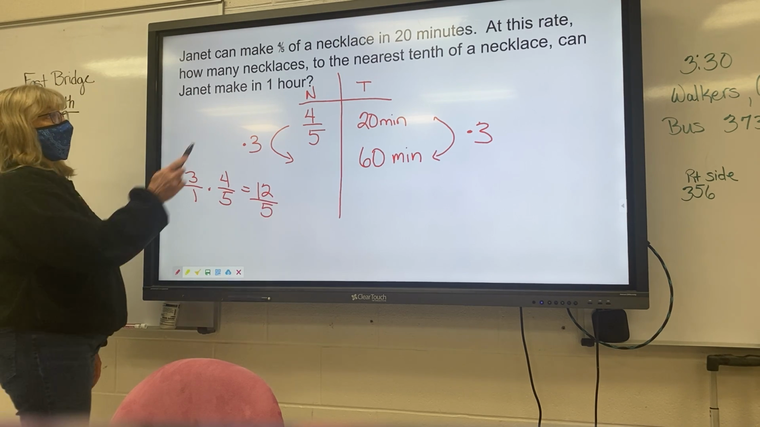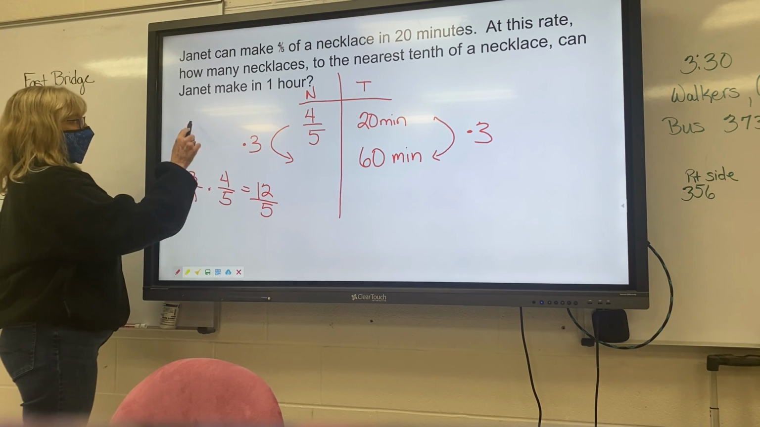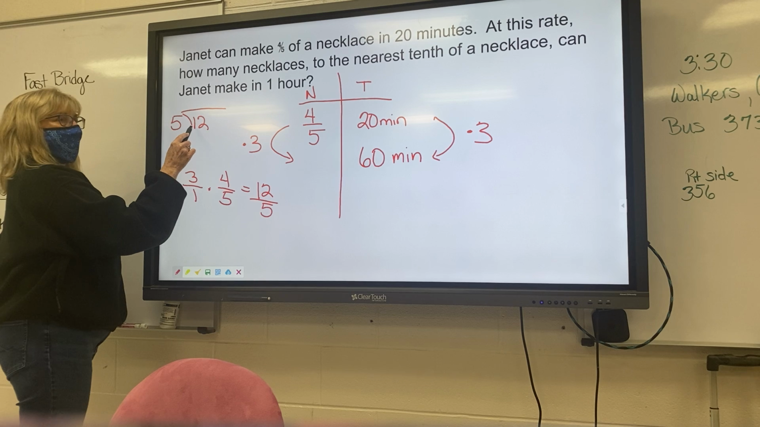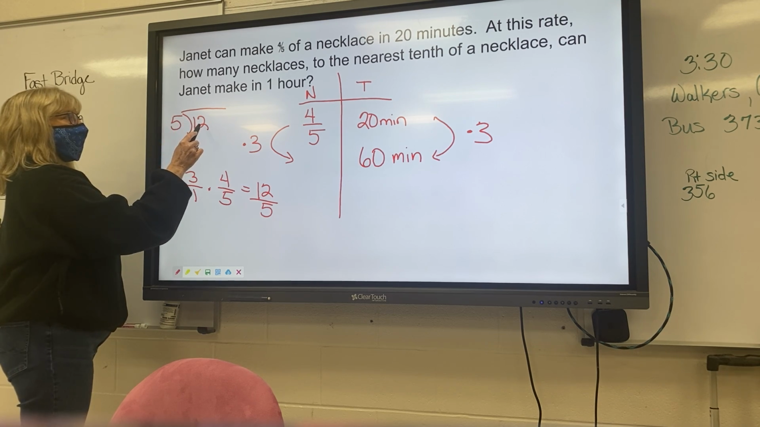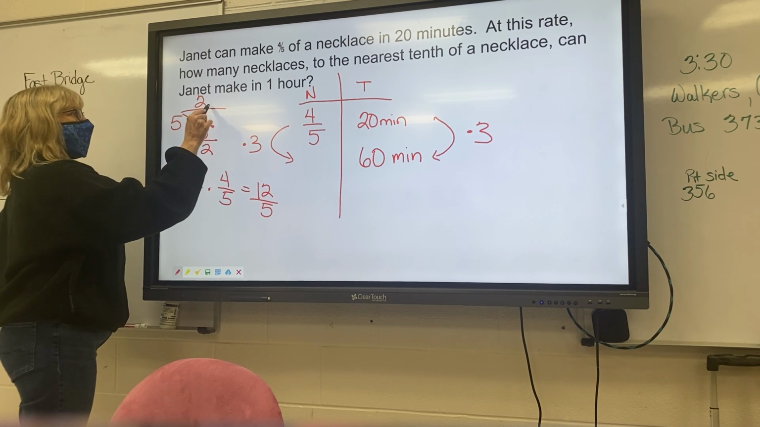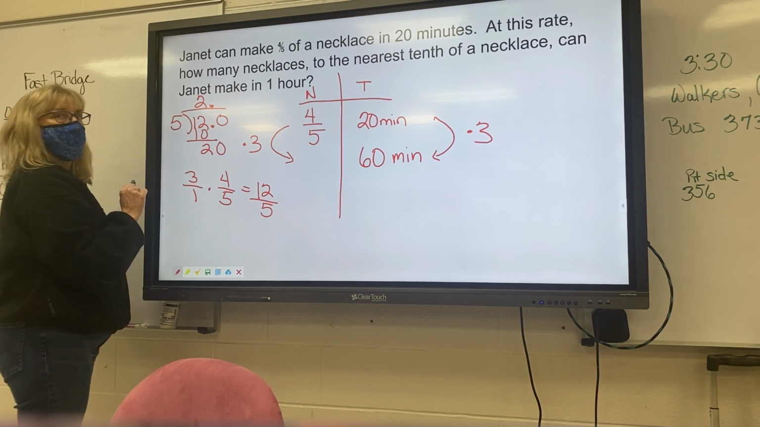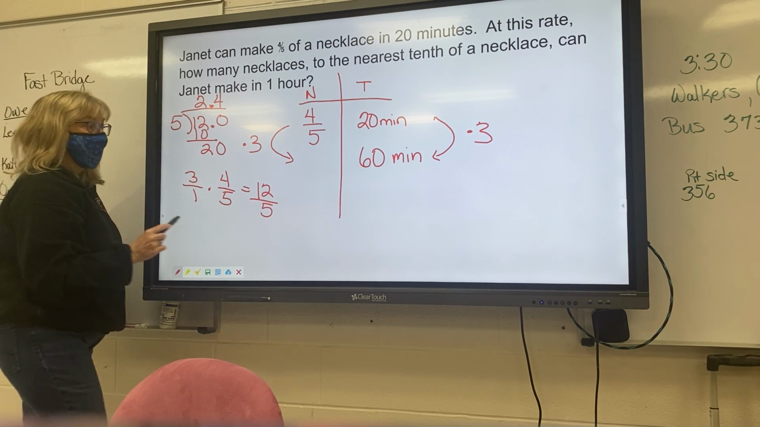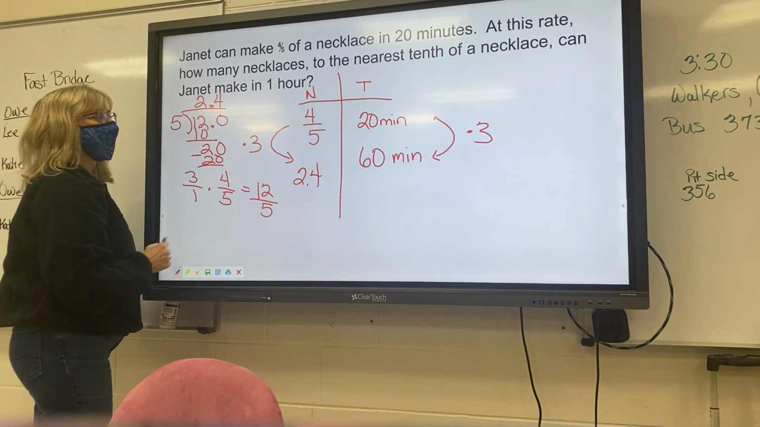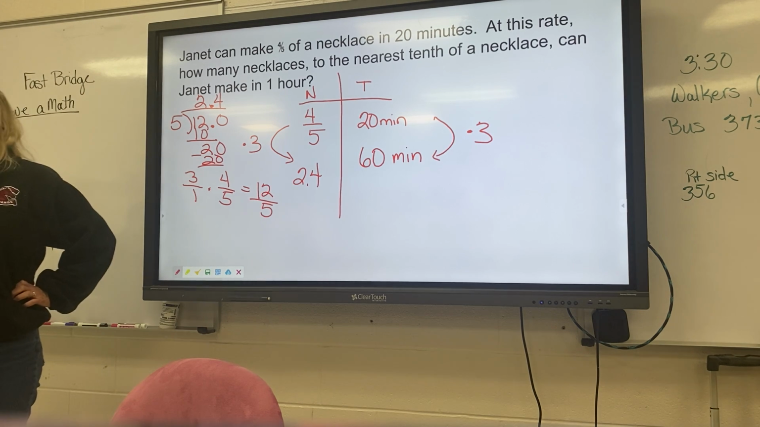12/5. They obviously want it in a decimal because they want it rounded to the nearest tenth. So now they're going to take 12 divided by 5. Will 5 go into 1? Mm-hmm. Will 5 go into 12? Two times. I have 2 left over, so I'm going to put a decimal, bring it up into my quotient, add a 0, bring it down. 5 goes into 20. 4 times. So my answer is 2.4, because 4 times 5 is 20, and I don't have a remainder. All right, so she's going to make 2.4 necklaces.